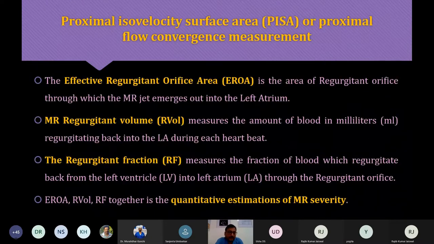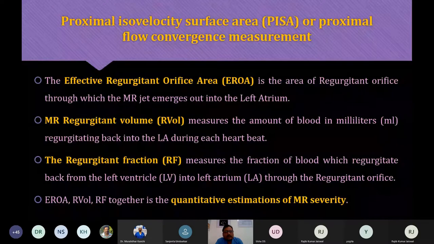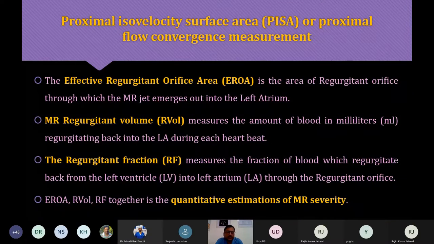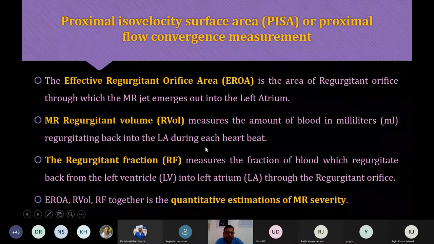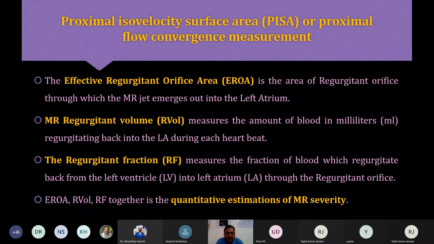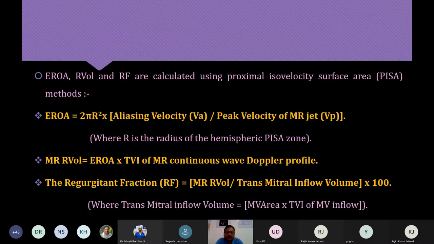Coming to the quantitative assessment, proximal isovelocity surface area method or flow convergence method. The effective regurgitant orifice area is the area of the regurgitant orifice through which the MR jet emerges into the left atrium. MR regurgitant volume measures the amount of blood in ml regurgitating back into the LA during each heartbeat. And regurgitant fraction measures the fraction of blood which regurgitates back from the left ventricle into the left atrium through the regurgitant orifice. EROA, regurgitant volume and regurgitant fraction together give a quantitative estimate of the MR severity.